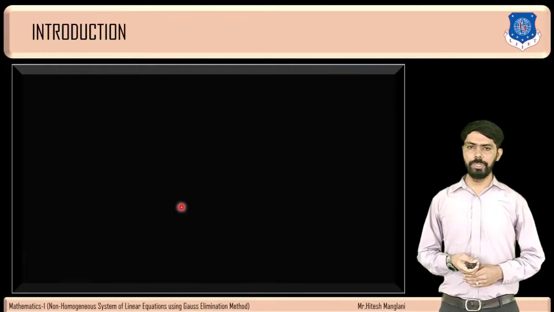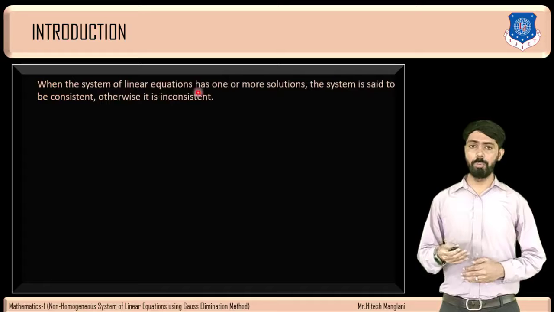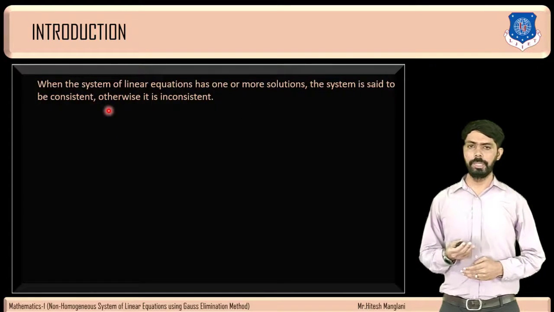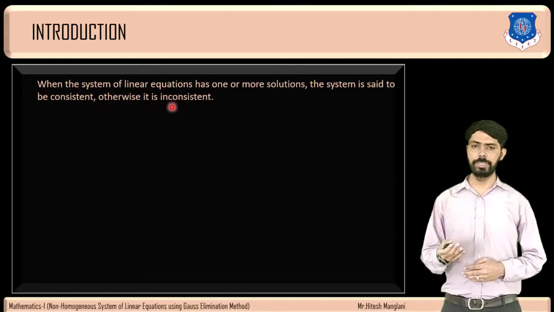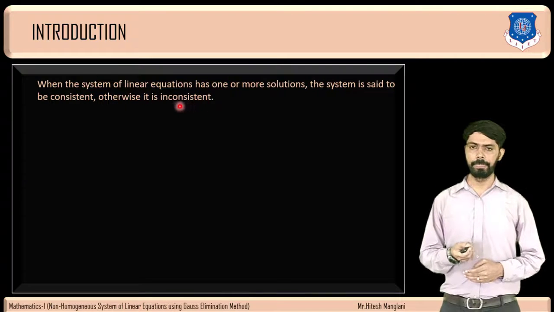Now when the system of linear equations has one or more solutions, then the system is said to be consistent. Otherwise it is inconsistent. So if the system has a unique solution or infinite solutions, then we can say that the system is consistent. And if the system has no solution, then we can say that the system is inconsistent.